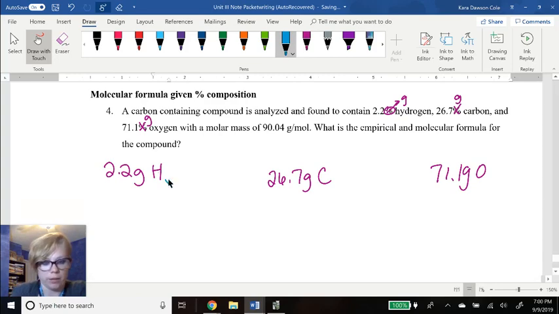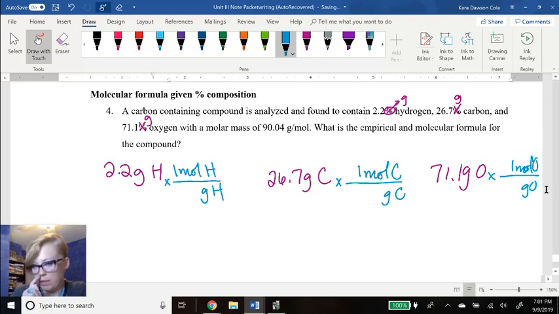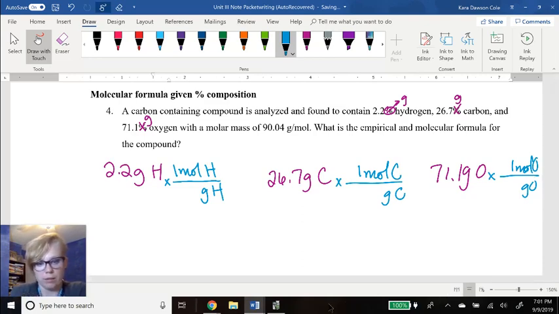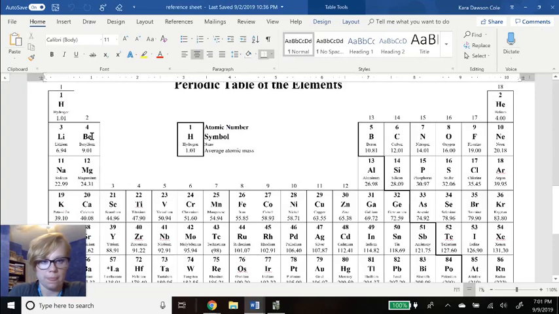Second step, I'm going to convert from grams to moles. So I've got 1 mole on the top for all of these. I've got 1 mole of H, and then I'm going to have my mass of H. Same thing for carbon: my grams of carbon and my 1 mole of carbon. And the same thing for oxygen. So I need to go to my periodic table and look up my molar masses for these. Hydrogen has 1.01, carbon has 12.01, oxygen is 16.